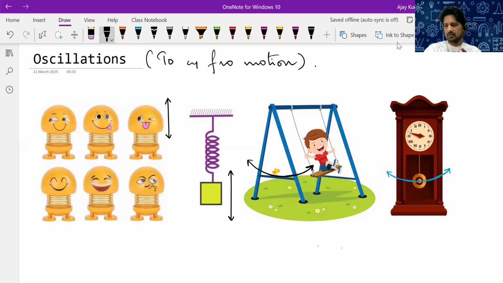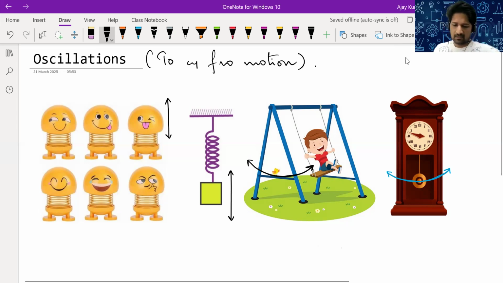Okay. So we are going to discuss the mechanics of such systems. What are the forces which are involved? How to mathematically describe the motion of such objects? How to predict the position of an oscillating object in future at a certain time? How much time it will take to complete the oscillation and such things. Fine.